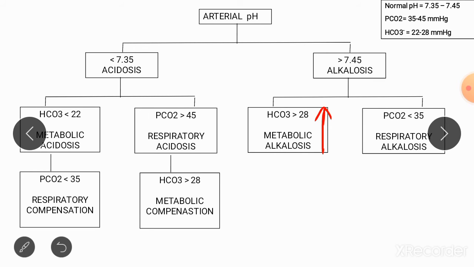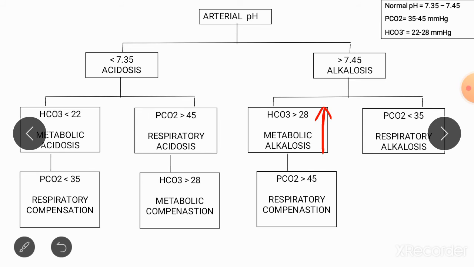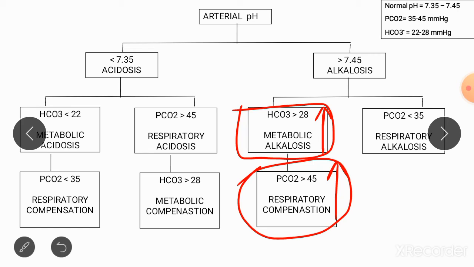So when the kidneys are at fault, who is going to compensate? The lungs are going to compensate. And how can lungs compensate for alkalosis? The lungs can compensate for alkalosis by retaining carbon dioxide. So if the value of partial pressure of carbon dioxide that has been given to you is greater than 45 millimeter mercury, you will immediately understand that this person is suffering from compensated metabolic alkalosis, because he had metabolic alkalosis and his lungs are now retaining carbon dioxide to combat that alkalosis and to balance out that alkalosis.